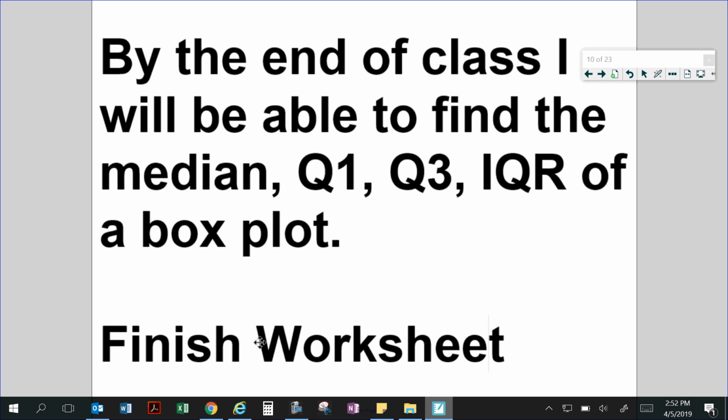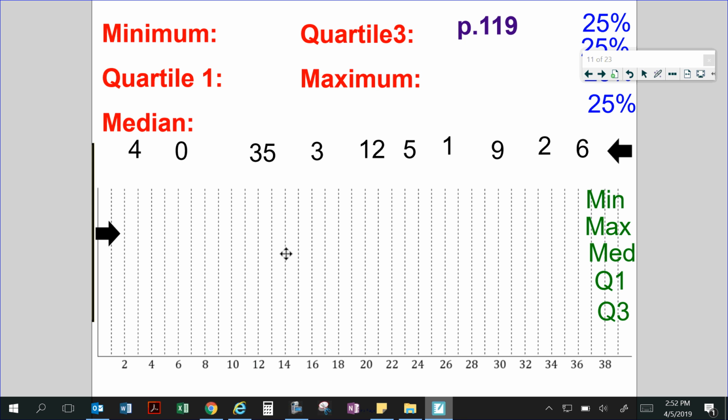All right, tonight your homework is to finish the worksheet. Some of you may leave this class without any homework, depending if you finish it before you leave. Today you're going to be able to find the median, Q1, Q3, IQR of a box plot. So take out your yellow number line. In this yellow number line, we're going to be making something called a box plot.